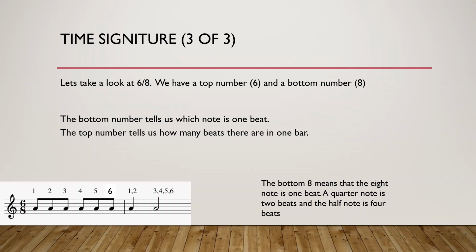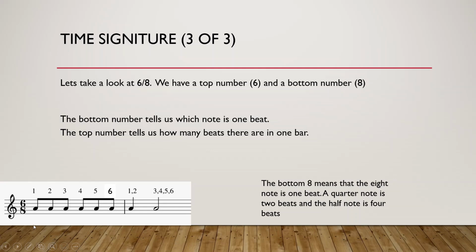We also have 6/8. So again, we have different numbers, but it works the same way. We have a top number 6 and a bottom number 8. The bottom number tells us which note is 1 beat. So now not a quarter note, but an eighth note is 1 beat. And there are 6 beats in one bar.